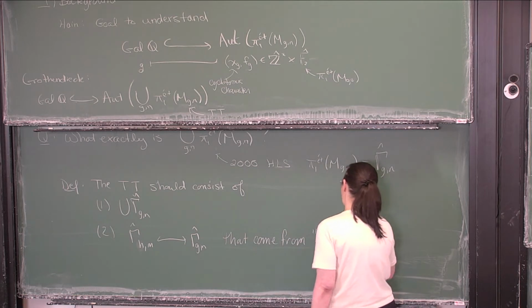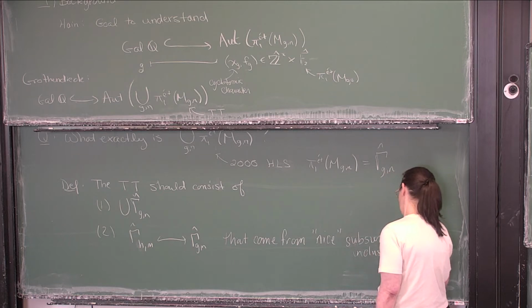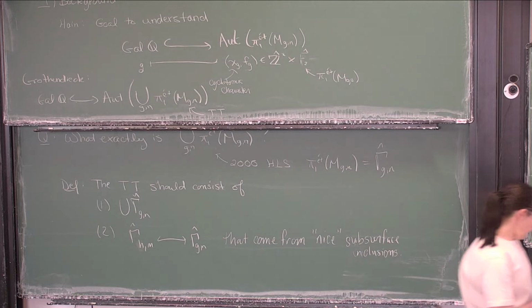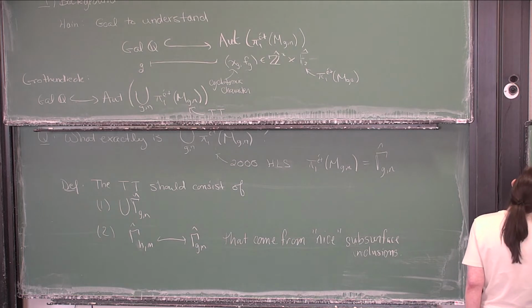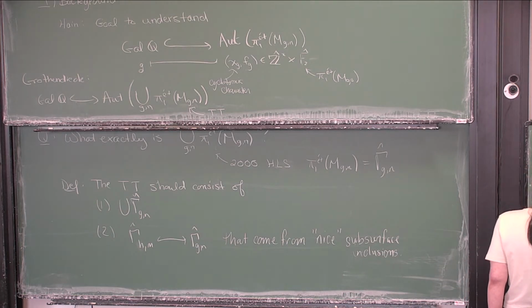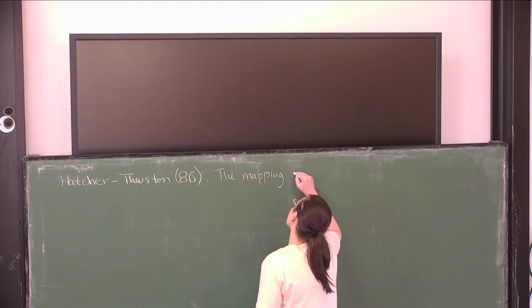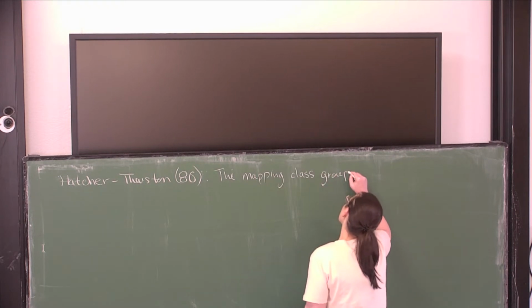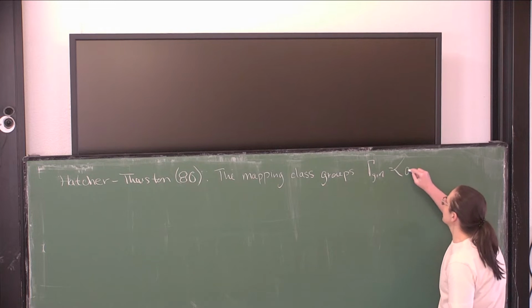What I mean by nice: to explain this, go back to work with Hatcher and Thurston in the 80s, which showed that the mapping class groups, and we saw some of these, for surfaces with n boundaries have a nice presentation.